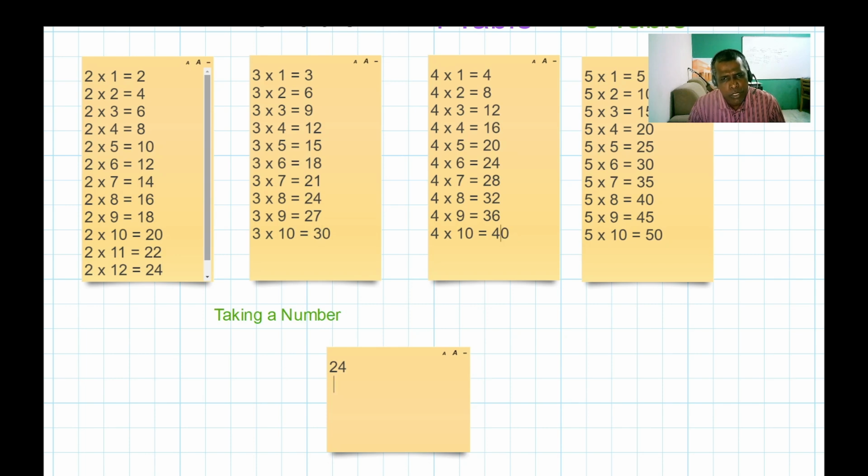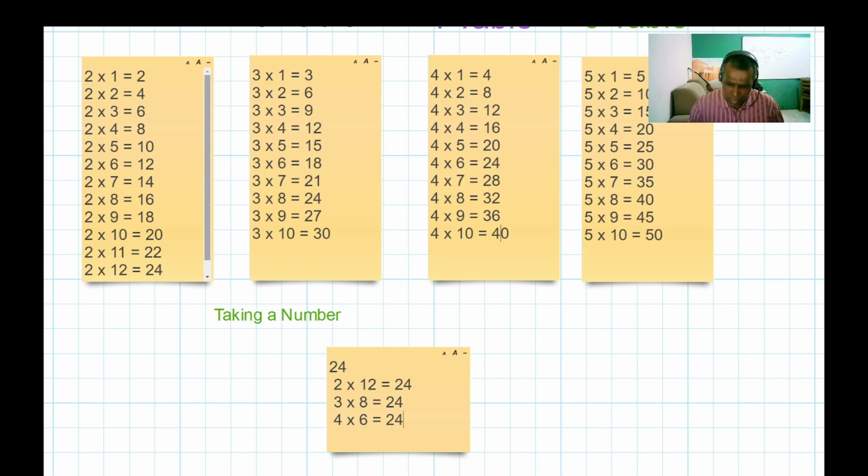I can find 24 in the 2 table. Of course I can find it. 2 times 12 is 24. You also can find it in the 3 table. 3 times 8 is 24. Again I can find it in the 4 table. Even 4 times 6 is 24.